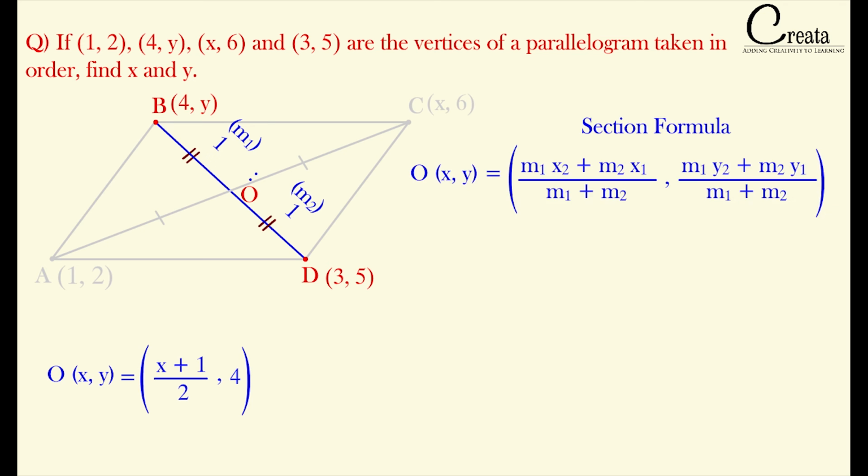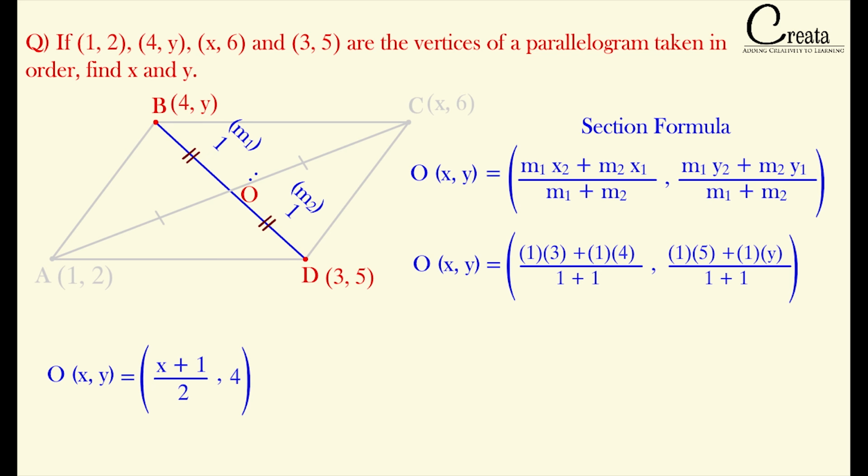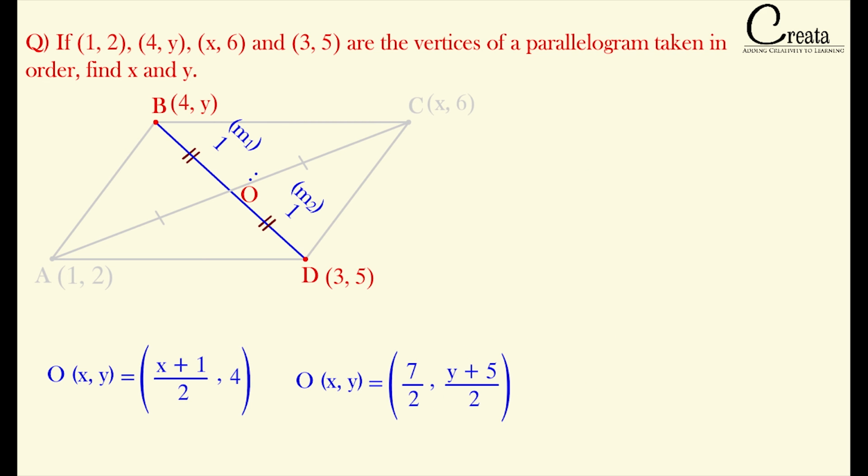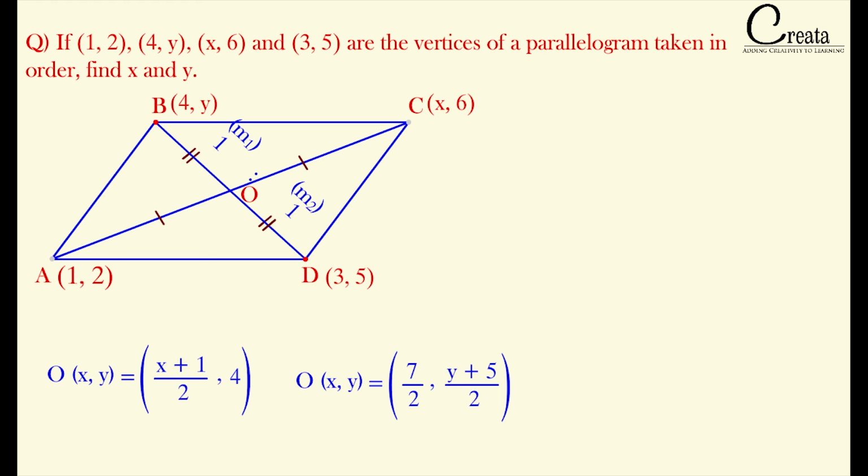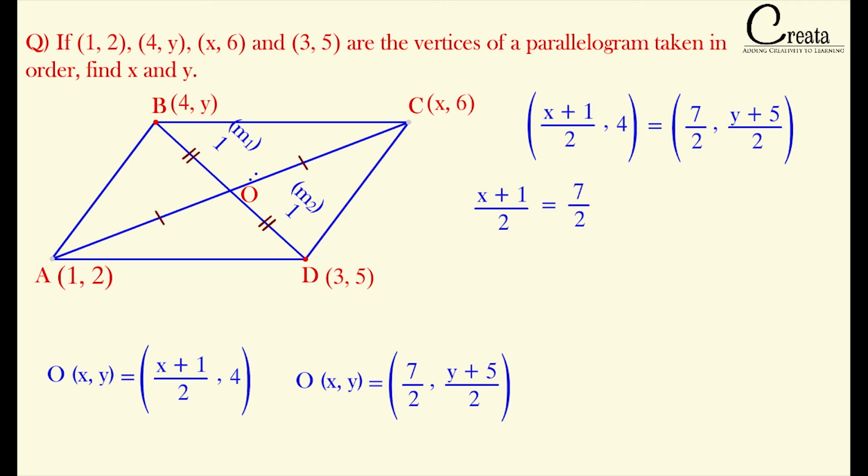Let's apply the section formula. We got the x coordinate of point O as 7 by 2 and we got the y coordinate of point O as (y plus 5) by 2. Okay, we got the two coordinates of point O. Let's equate both of these coordinates. So firstly, let's solve for x. We got (1 plus x) upon 2 is equal to 7 by 2. On solving, we got x is equal to 6.